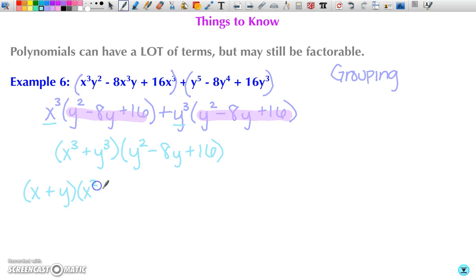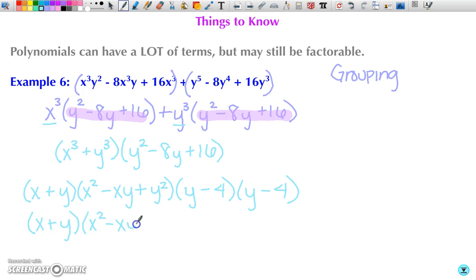Now from here, this is a sum of cubes, so we have to do our a plus b times a squared, same sign, opposite sign, so minus xy plus, because it's always positive, b squared, so y squared. Then we need to factor this one as well, which comes out to be y minus 4 times y minus 4. And so your final result would be x squared minus xy plus y squared, and then y minus 4 squared is usually the way that you will see this.